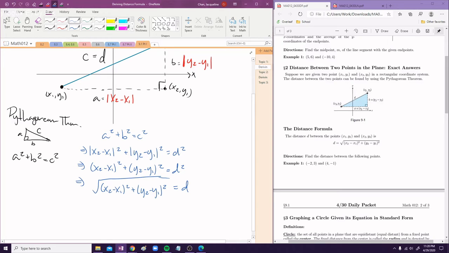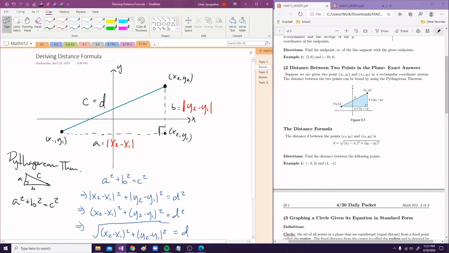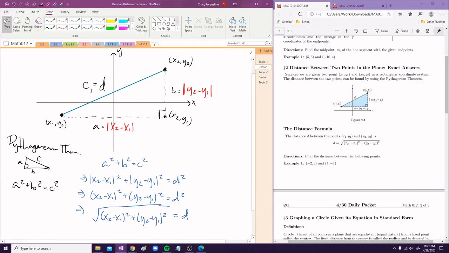So to state it more formally, the distance formula is: the distance d between the points x1, y1 and x2, y2 is d equal to the square root of x2 minus x1 quantity squared plus y2 minus y1 quantity squared. So what am I saying? I'm saying that the distance between these two arbitrary points can be calculated with this following formula.